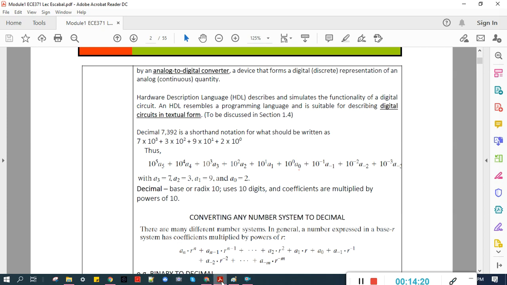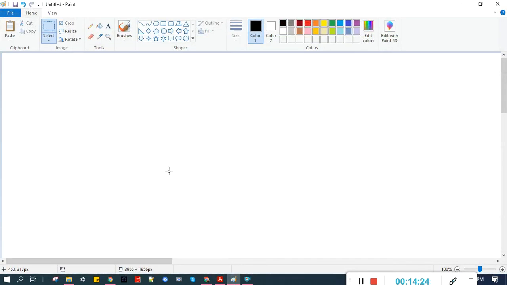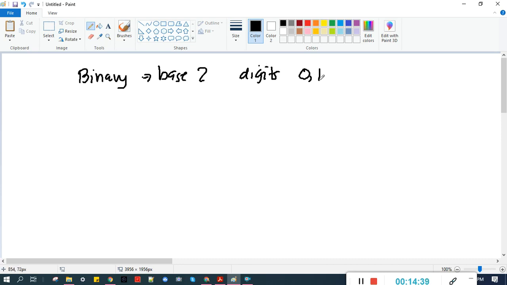How about for binary? For binary, this is base 2. Digits are 0 and 1. So we have 2 digits, 0 and 1.